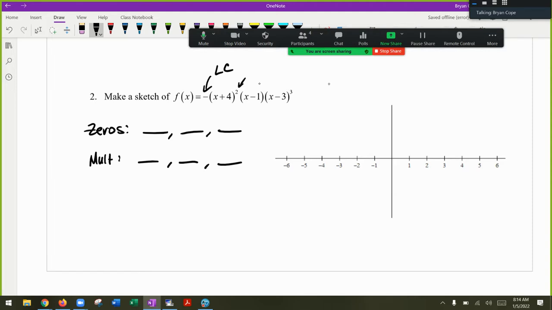The degree is 2 plus 1 plus 3. So the degree is 6. That means this thing is going to, on the end, open downward, right? It's going to be doing something like that and something like that on the ends. Okay? So see what you can do. Talk to your partner, figure this out, see if you can make a sketch. I'll freeze and we'll compare in just a second.